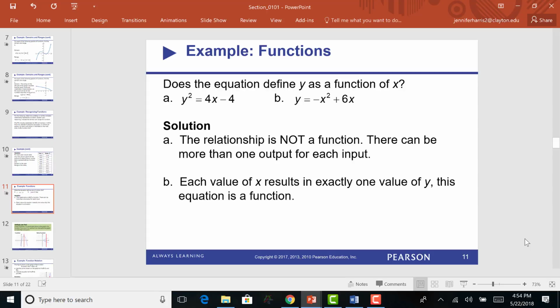Does the equation define y as a function of x? What are you supposed to do when they give you an equation and you want to know if it's a function? Put it in Desmos and see if it passes the vertical line test. If you have your laptop, go to Desmos. Type it in for me, please.